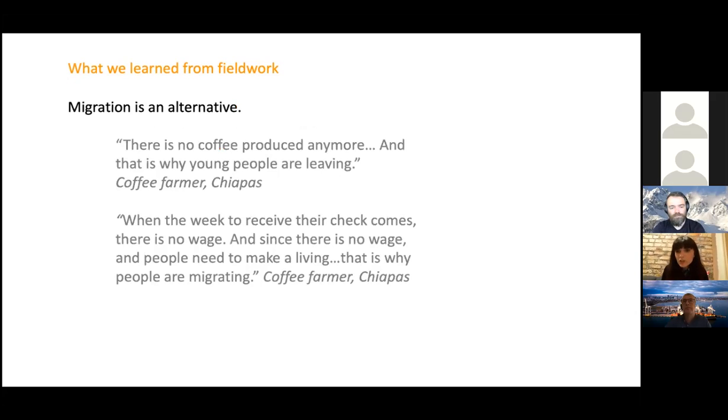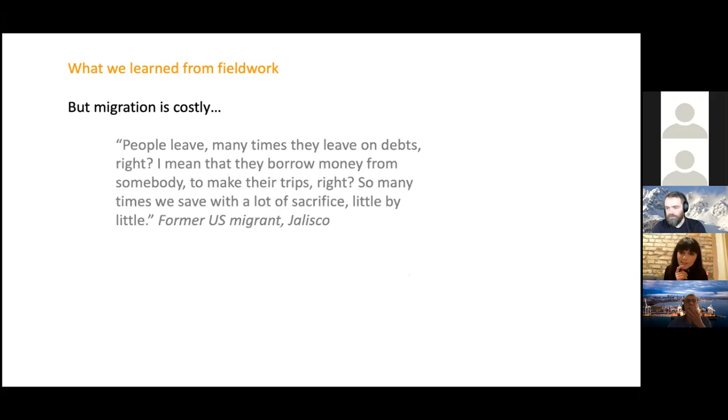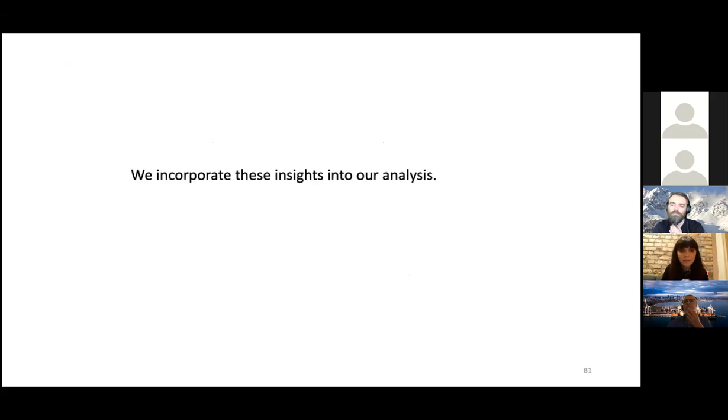And then migration is an obvious alternative for people. So one coffee farmer said there's no coffee produced anymore, and that's why young people are leaving. The other farmer said there are no wages and people need to make a living, and that's why they're leaving. But then they talked about how costly it was to migrate and how migration itself brought about debt, and they need to borrow money. And then if we connect it to what we learned before, debt from poor harvest can actually stall migration if you don't have the necessary resources. So this makes us expect heterogeneity by household wealth status.